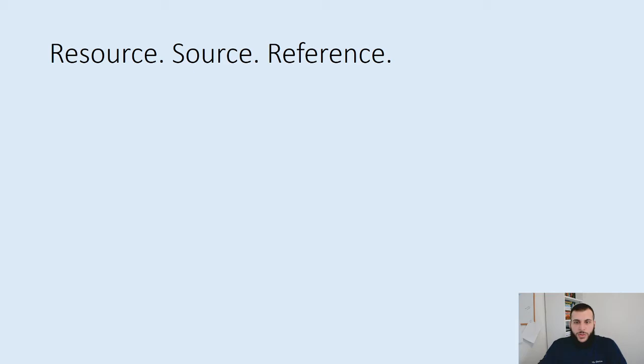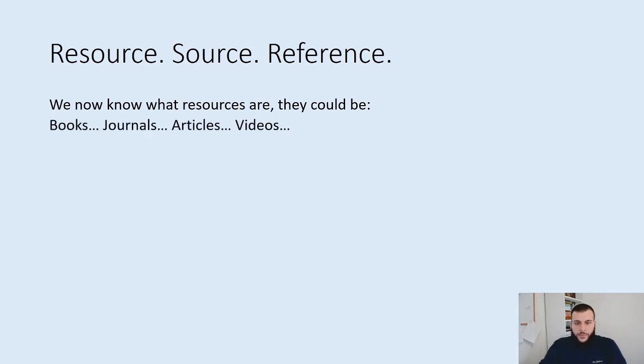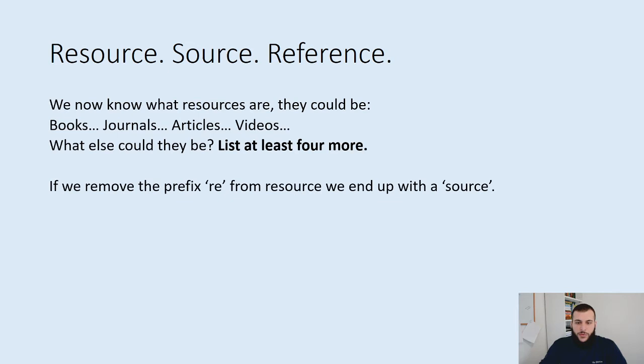Resource, source, and reference. So what am I talking about here? Now, we know what resources are. We've had a brief look at what the resources are. You're going to go into a lot more detail with your teachers in the workshop, but there could be books, journals, articles, videos. So in your lesson, be prepared to list at least 4 more of these resources. There's 12 plus different types of resources that you could access.